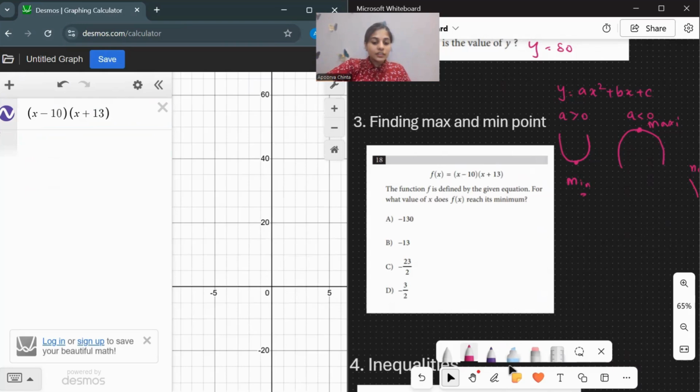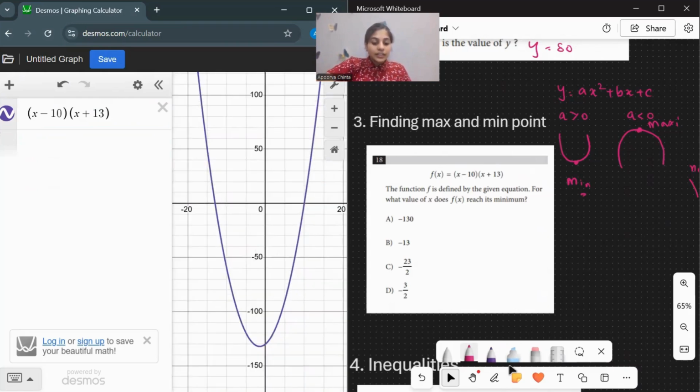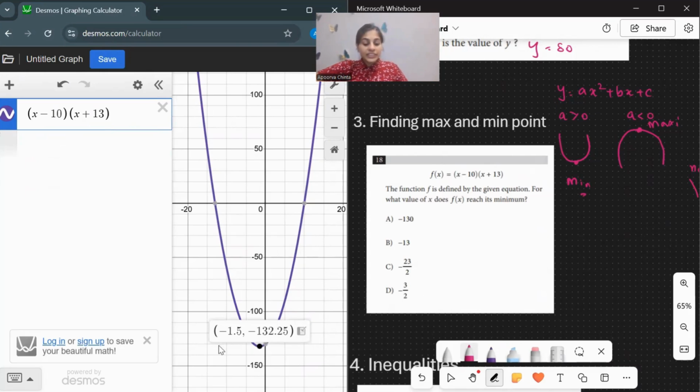So here the curve is. Now we can see the minimum value. The minimum value is negative 1.5 and negative 132.25. But we are asked for what value of x does f of x reach its minimum. So we need the x coordinate, that is negative 1.5, which is option D, that's negative 3 over 2.